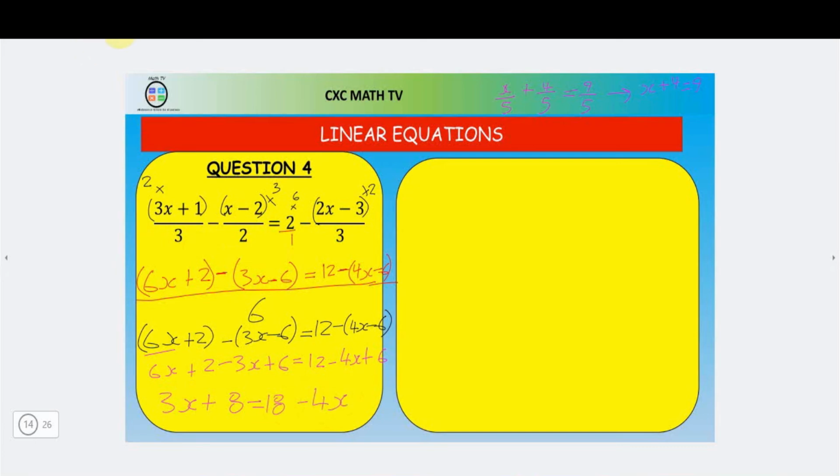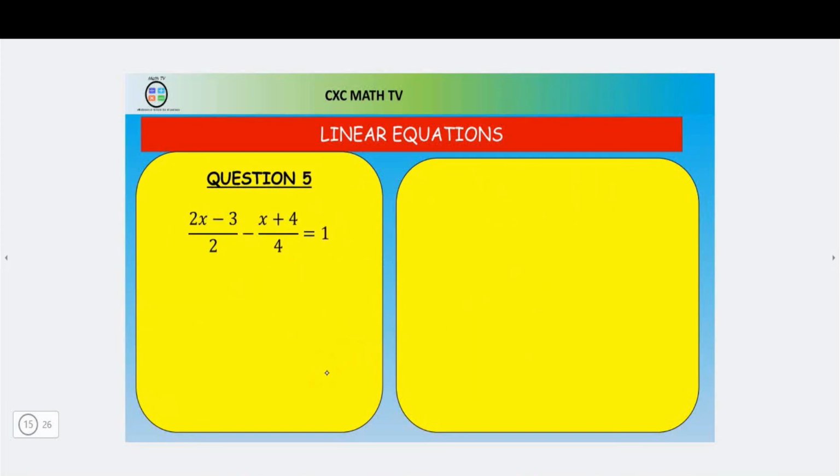Good. Now in that case, what are we going to do? We're going to bring the minus 4x over to this side, so it becomes 3x plus 4x. Remember, if it's minus on the right, it becomes plus on the left. Then we'll bring the 8 to the other side, so it's 18 minus 8. Then it becomes basic algebra. This is now just 7x equals 18 minus 8, which is 10. We divide both sides by 7, and so x is equal to 10 over 7. Wow! Easy, easy, easy. Nice. And that is that.